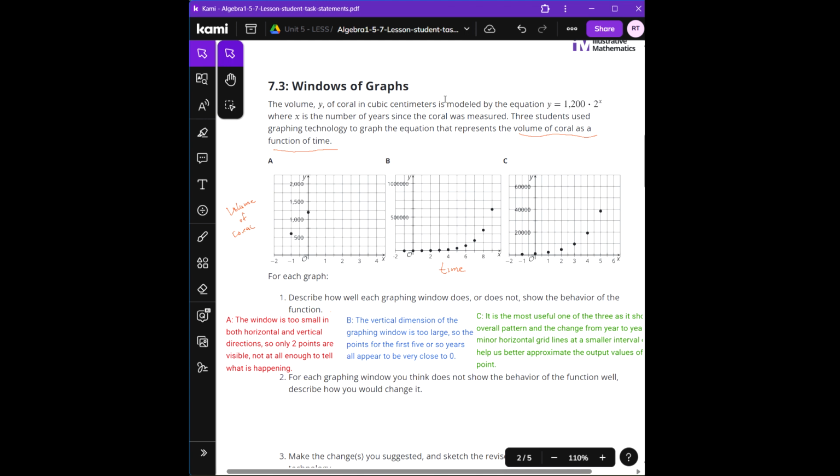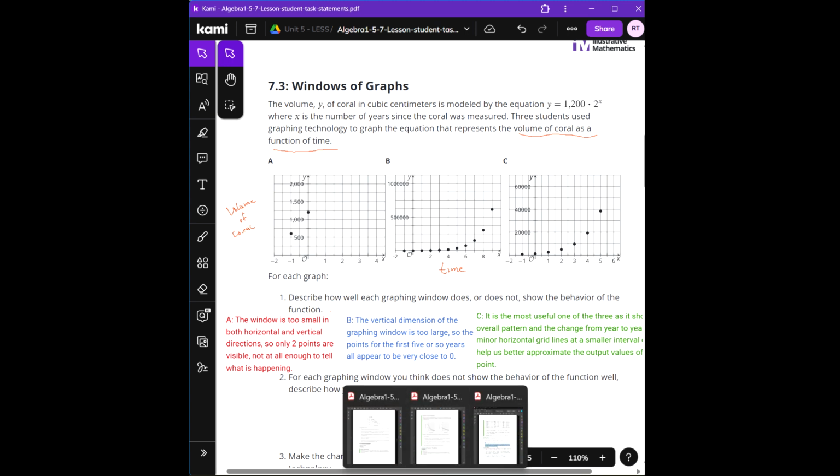Okay, so I just wanted to write these down and take a quick look. So the window is too small for A, in both horizontal and vertical directions, so only 2 points are visible. Okay, we can't see any more, so we don't have enough to tell what's actually happening on the graph. For B, the vertical dimension of the graphing window is too large. Okay, so if you look here, it's like 500,000 and then a million. So it looks like the points for the first 5 years are like 0, but they might not be.